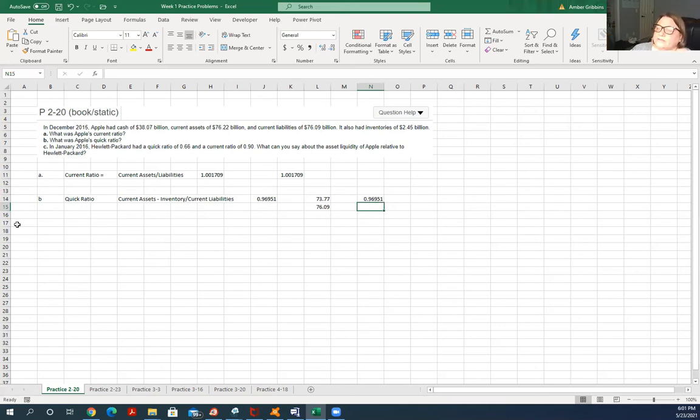All right, so the last question is if they had a quick ratio of 0.66 and a current ratio of 0.90, what would you say about the asset liquidity of Apple relative to Hewlett Packard. Just thinking out loud, I would say that Apple's ability to pay stuff back, they're a little bit more liquid because they have a higher current ratio and a higher quick ratio. So short term, Apple is in better shape.